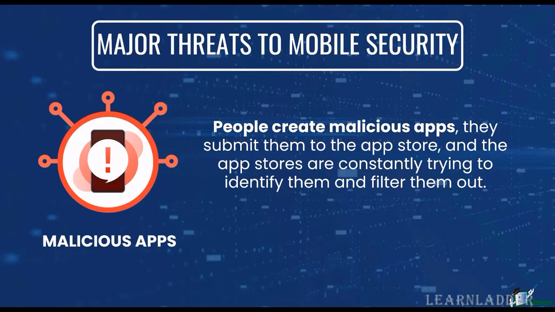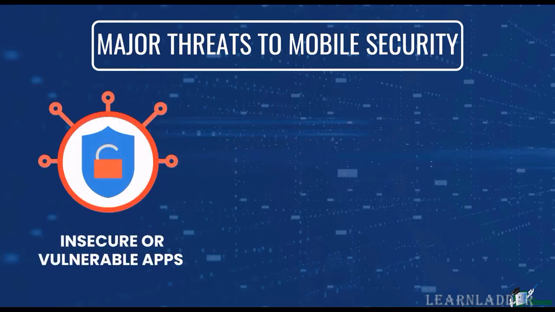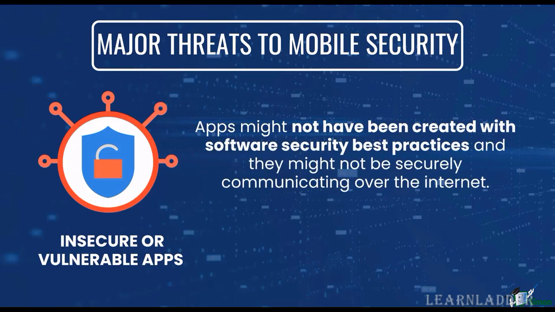On mobile devices, your apps might be insecure or vulnerable. They might have yet to be treated with software security best practices and may not be securely communicating over the internet. For example, if you're on a web browser, you can look at the address bar and see the lock icon that tells you that your web traffic is encrypted and no one can snoop on it. However, what about a mobile app? There's no equivalent to that lock icon at the time of this recording, so it could send sensitive information out in plain text for anyone to read.